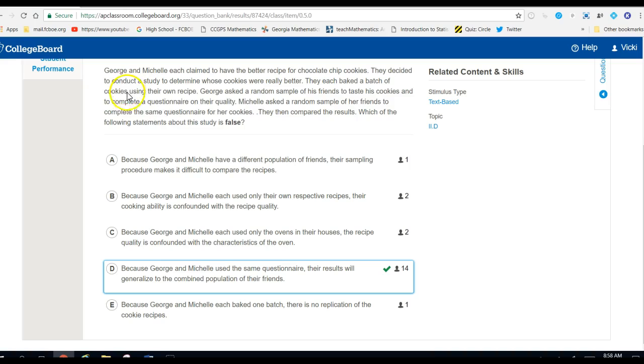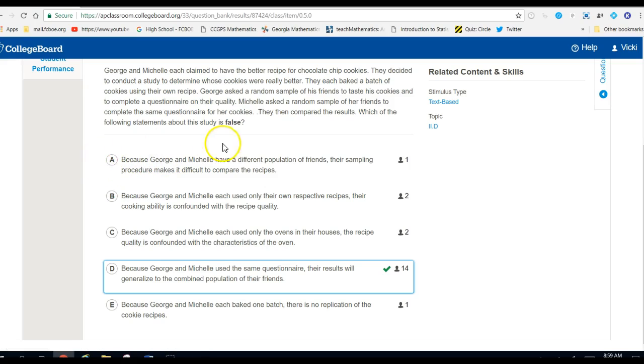Okay, so we have a situation here. Most students got this right, the majority, but several of you missed it, so we'll go through it. George and Michelle think they have the better recipe, so they cook up a batch of their cookies, and then they randomly pick respectively from their friend groups and give them a survey. So let's walk through each of these answers. And we're looking for the statement that is false.